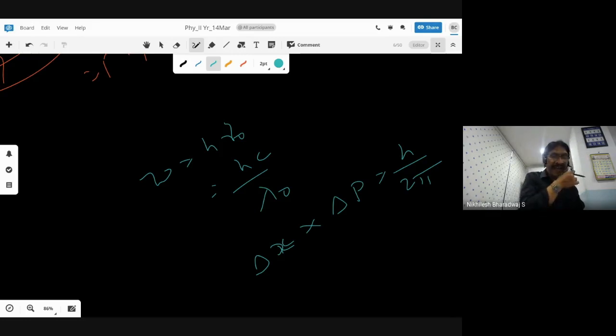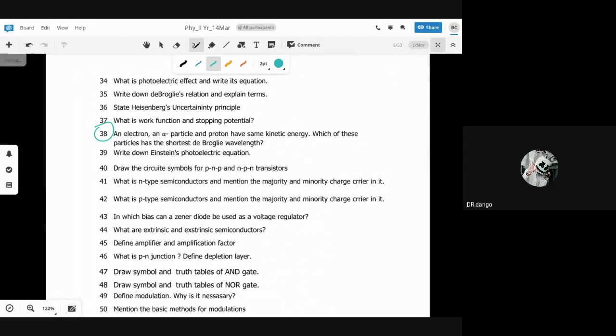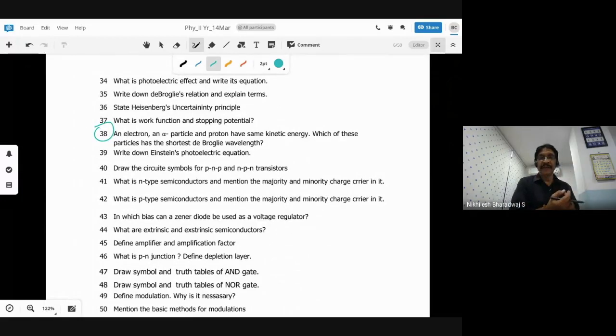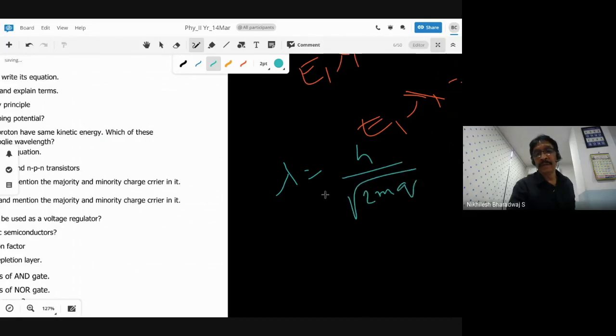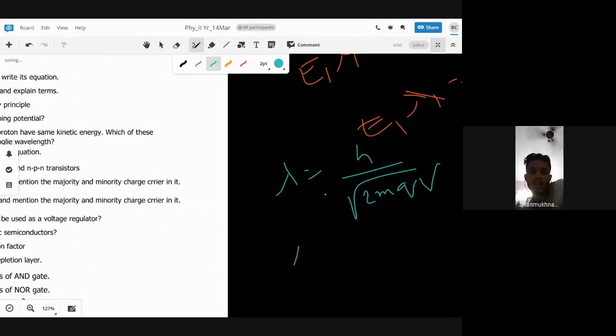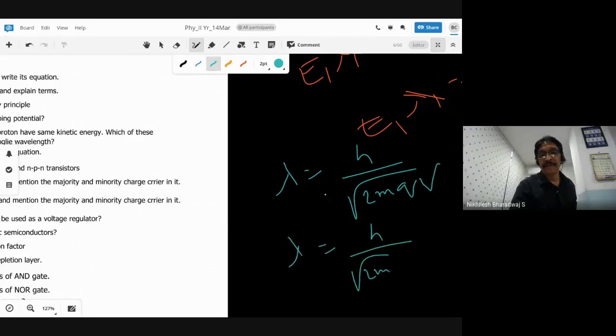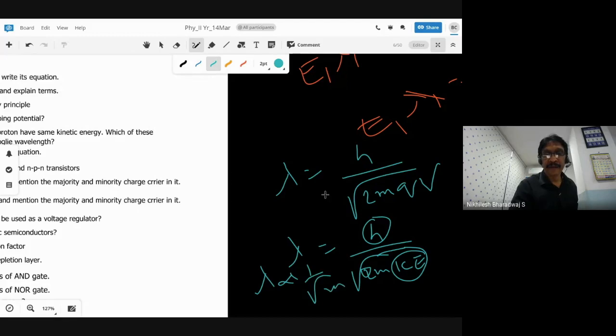Question 38. An electron, alpha particle, and proton have the same kinetic energy. Which of these particles has the shortest de Broglie wavelength? What is the formula? De Broglie wavelength lambda is equal to h by under root 2mK. h is constant and the kinetic energy is the same, 2 is constant, so lambda is proportional to 1 by under root m.